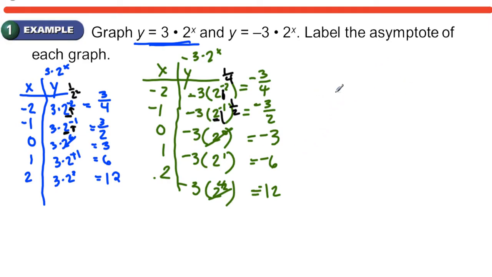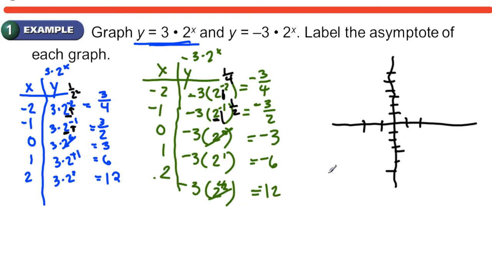Sketching this, now we are going to have all 4 quadrants represented. That is a horrible line. 1, 2, 3, 4, 5, 6. I'm only going to go to 6. 1, 2, 3, 4, 5, 6. That's a horrible scale. 1, 2. Okay, for the blue one, we have negative 2 and 3 fourths. So that's going to be negative 2.75.